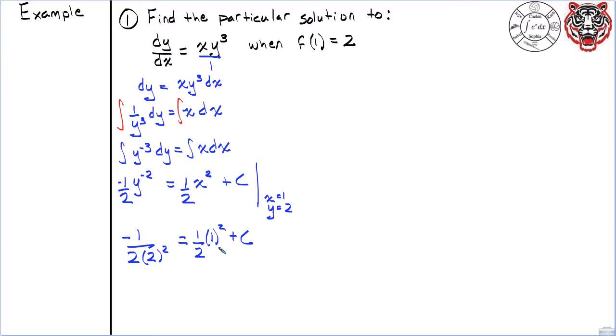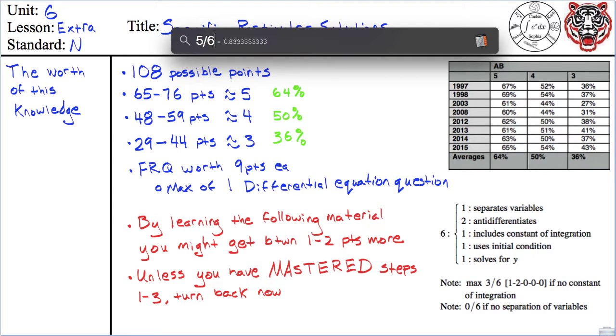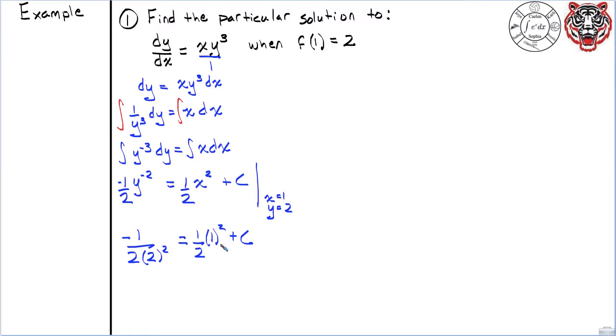I have the majority of the points. If you come back and take a look at the actual scoring guide, I have 1, 2, 3, 4, 5 points out of the 6. 5 out of 6, what is that? 5 divided by 6. That is an 83%. I am definitely above the 64%. I can still get a 5 just doing that. But we're going on. So to do this problem, I need to solve for c.